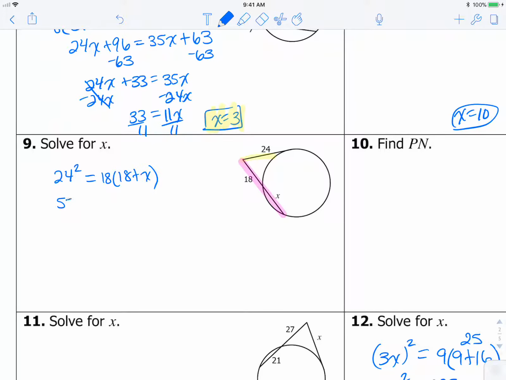So this is 576 equals 324 plus 18x. Minus 324 minus 324. So that gives me 252 equals 18x. Divide by 18. Divide by 18. And x equals 14.